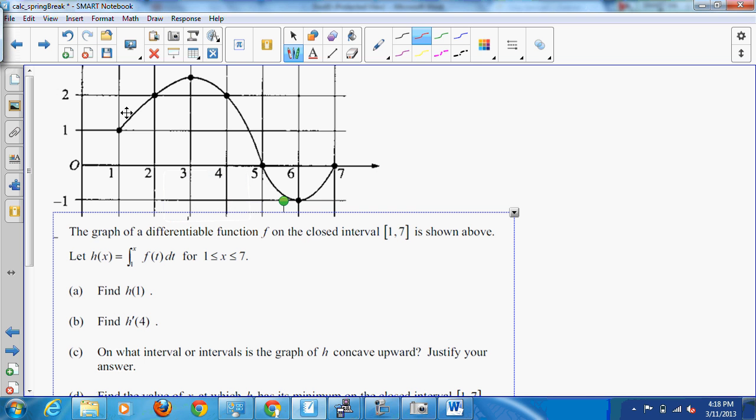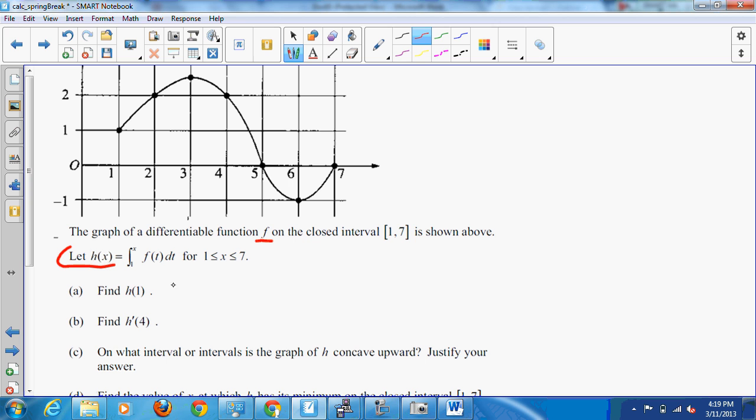Okay, let's look at another one of these graph problems. It involves the second fundamental theorem of calculus. You can see here that they've given you the graph of f. It's on a closed interval from 1 to 7, and h is defined as this integral from 1 to x.